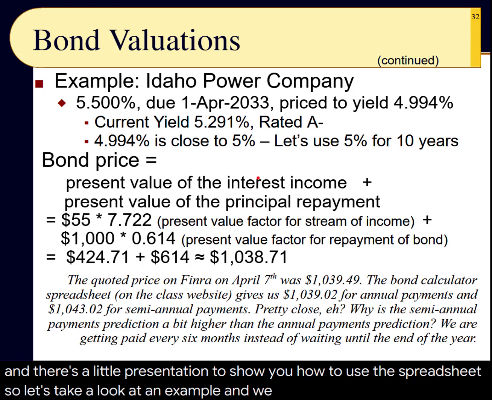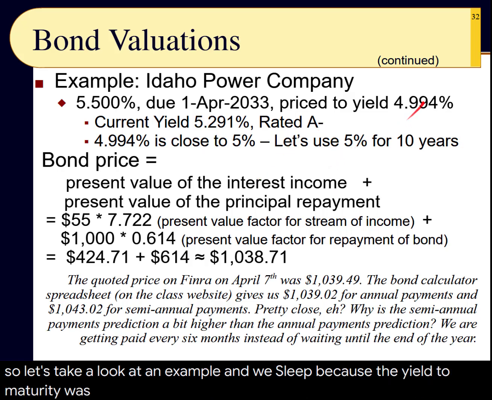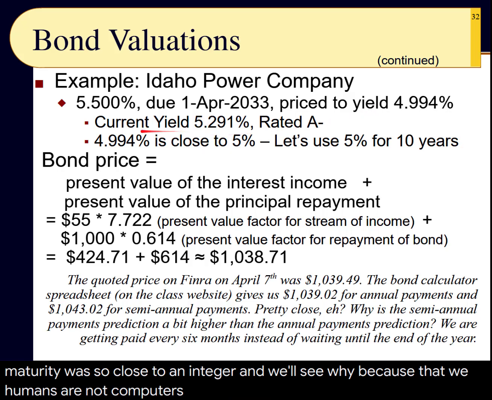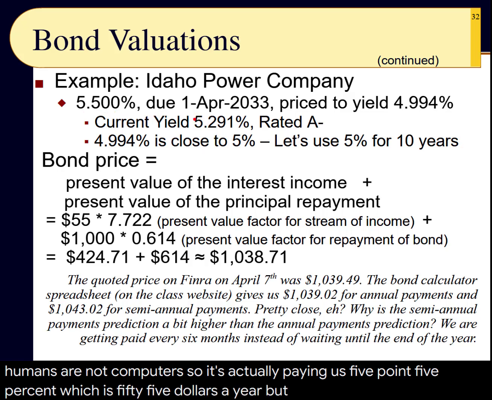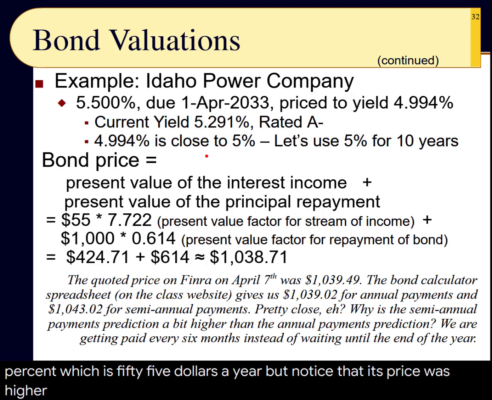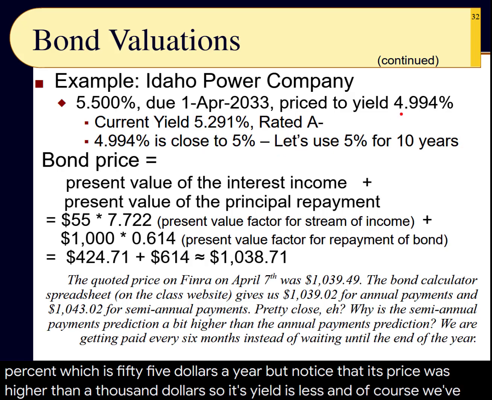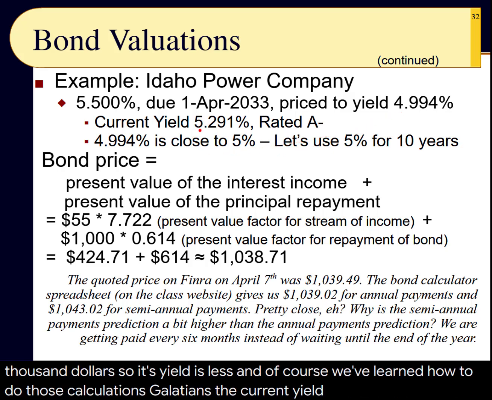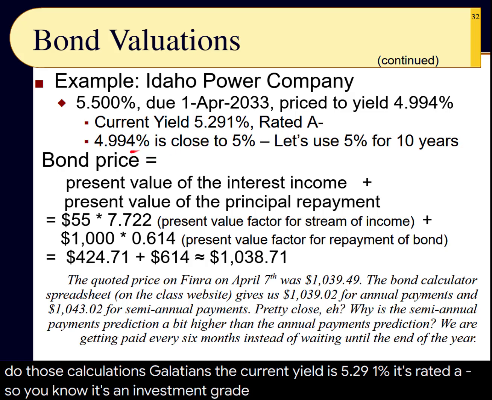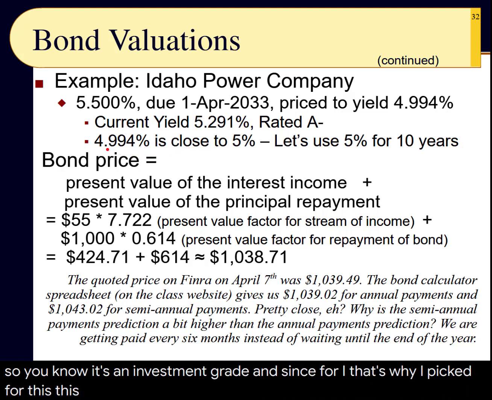And we picked this example precisely because the yield to maturity was so close to an integer. And we'll see why, because we humans are not computers. So it's actually paying us 5.5%, which is $55 a year. But notice that its price was higher than $1,000. So its yield is less. And of course, we've learned how to do those calculations. The current yield is 5.291%. It's rated A minus, so it's investment grade. And that's why I picked this bond, because 4.994% is close to 5%. So we're going to use 5%.